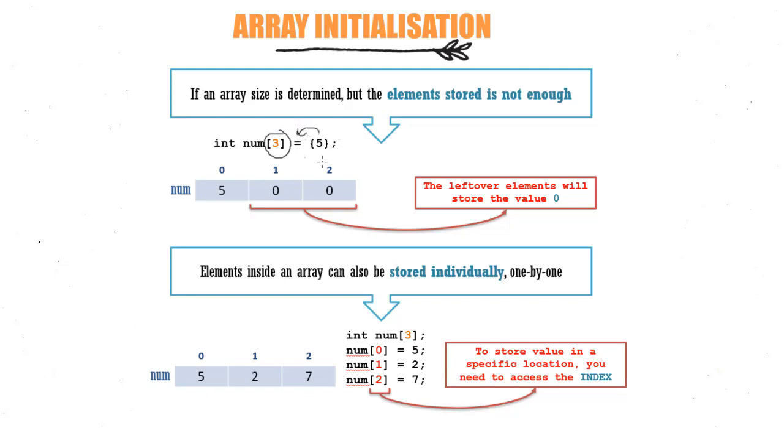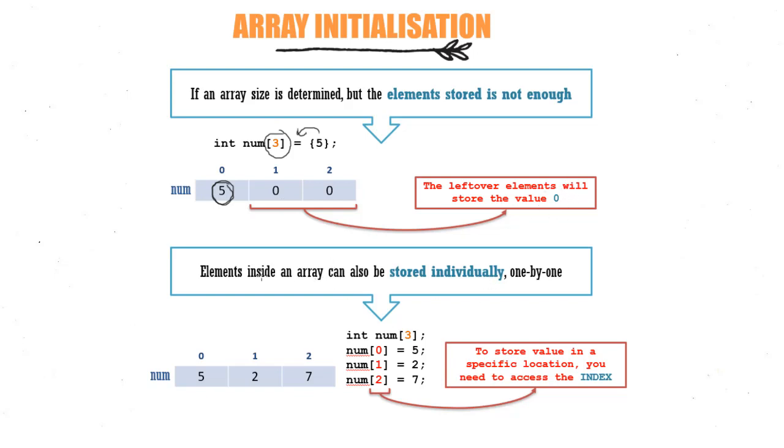This is not wrong, because when it comes to an array, an array can be empty, so an array can store 0 or more values. So if you do int num[3] = {5}, meaning that there is only one value of 5, the rest will automatically be stored as 0. The leftover elements will store the value 0. It doesn't mean that whenever you declare your array size as 3, you need to fill it completely. You can just put 1 data, 2 data, but the maximum number of elements is determined by the size. The leftover will be stored as 0.